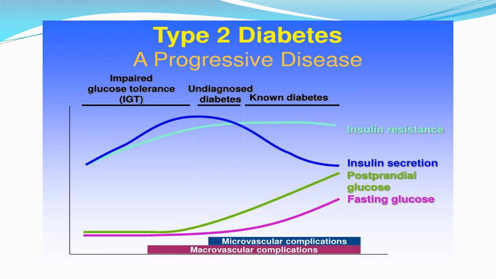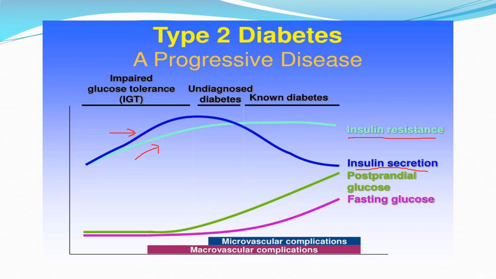Now, to understand the progressive nature, or the natural history, of the disease, this is a very nice curve, and have a look here at more than one parameter. First, insulin resistance and insulin secretion. At the initial stage, in which there is hyperinsulinemia, the pancreatic beta cells are able to cope with the increased glucose level by increased insulin secretion. And here, look at the blue curve, in which insulin secretion is increased. This is the stage of hyperinsulinemia.